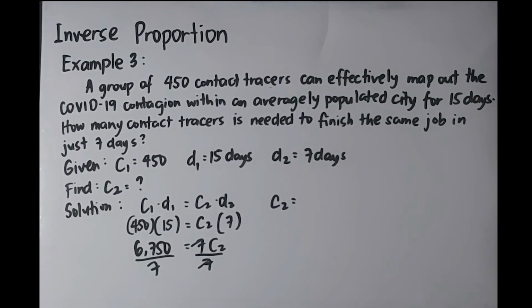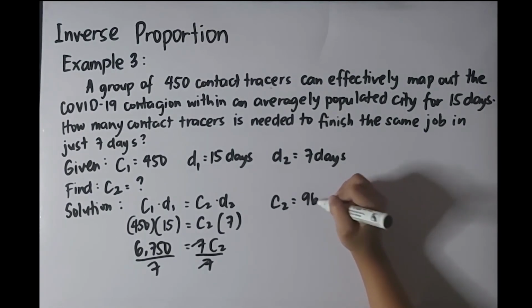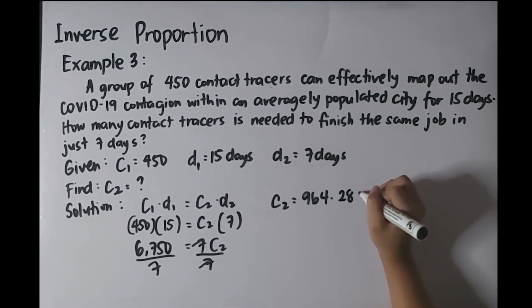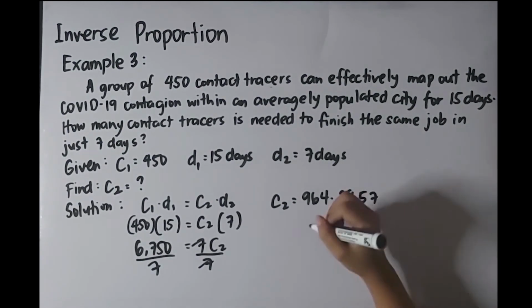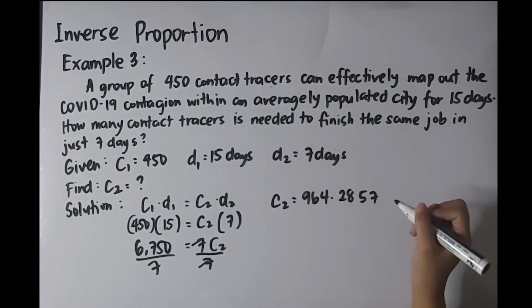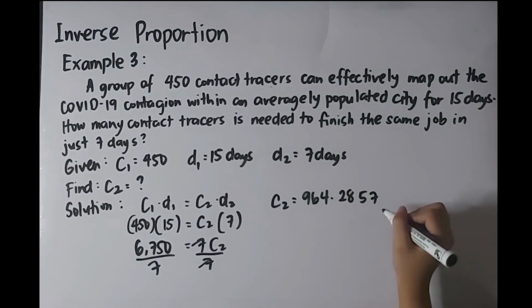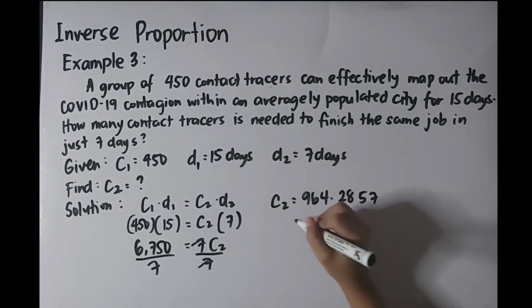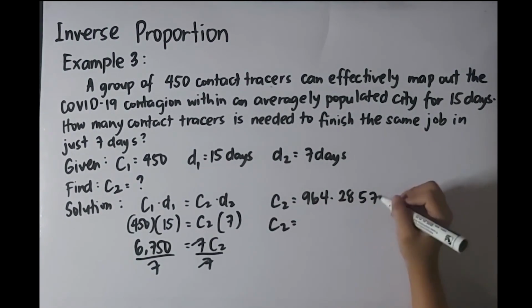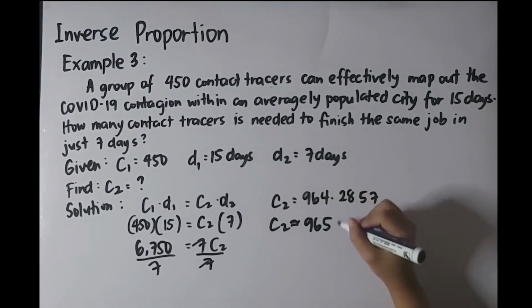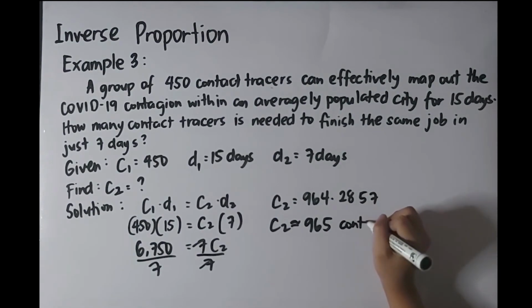6,750 divided by 7 equals 964.2857, or approximately how many? Since we are dealing with number of persons or contact tracers, we can round it off. So our C2 is approximately 965 persons or contact tracers.